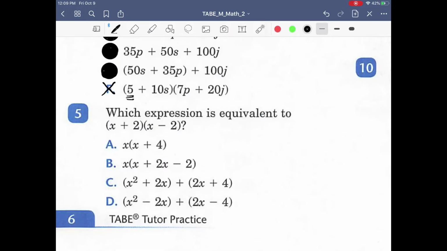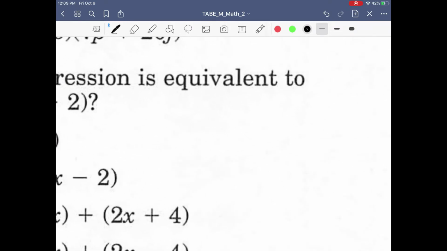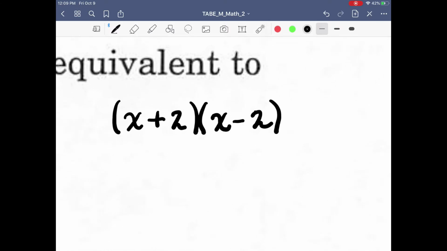Number 5. Which expression is equivalent to this one? x plus 2 times x minus 2. Now if you remember from the instructional video, this is called multiplying binomials. And we do that with that process called FOIL.